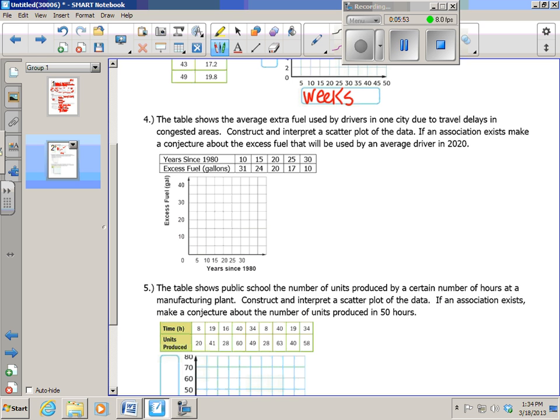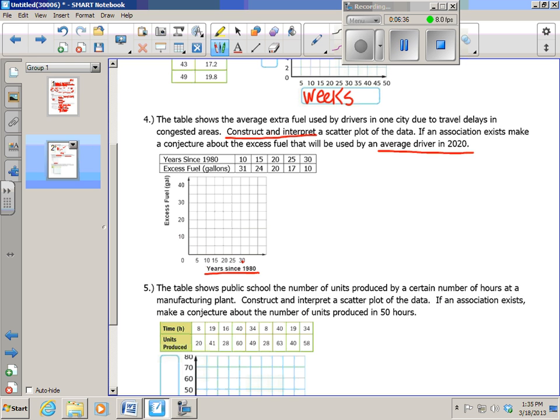For number 4, we have the table shows the average extra fuel used by drivers in one city due to travel delays in congested areas. Construct and interpret. So we are going to interpret in this scatter plot the data. If an association exists, make a conjecture about the excess fuel that will be used by an average driver, and we're looking for 2020. So this is the year since 1980, it says on the graph. And so 2020, that was 30 years ago, or 30 years after 1980. So that's what we're looking for to kind of base it on what fuel in gallons they would use.